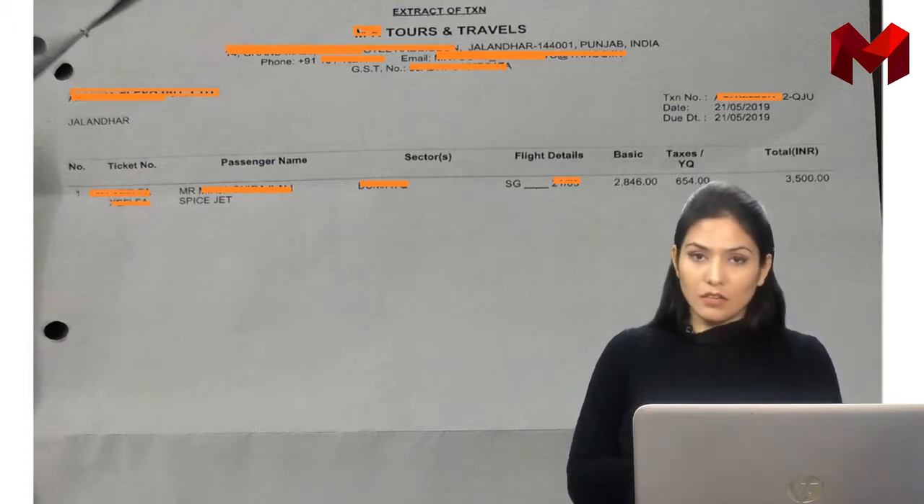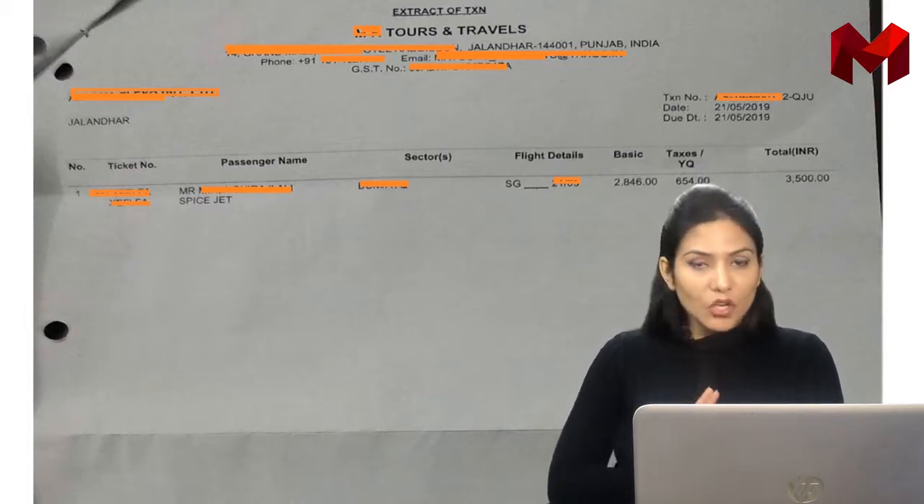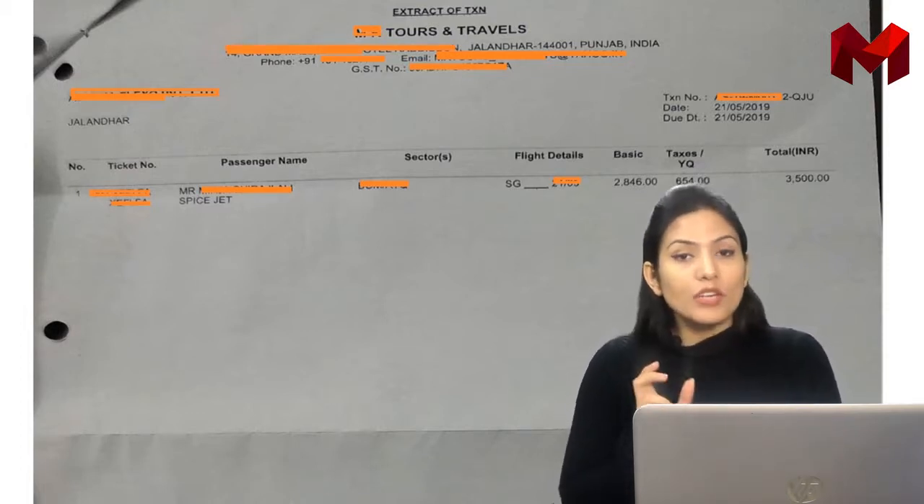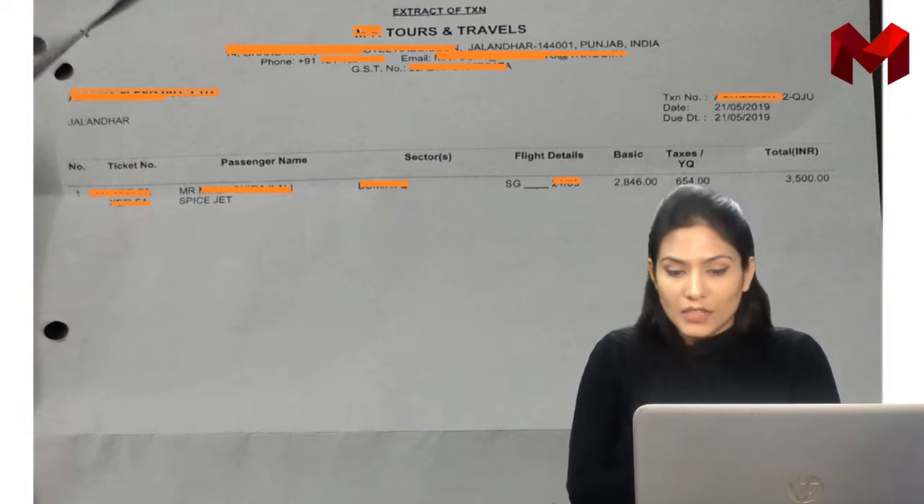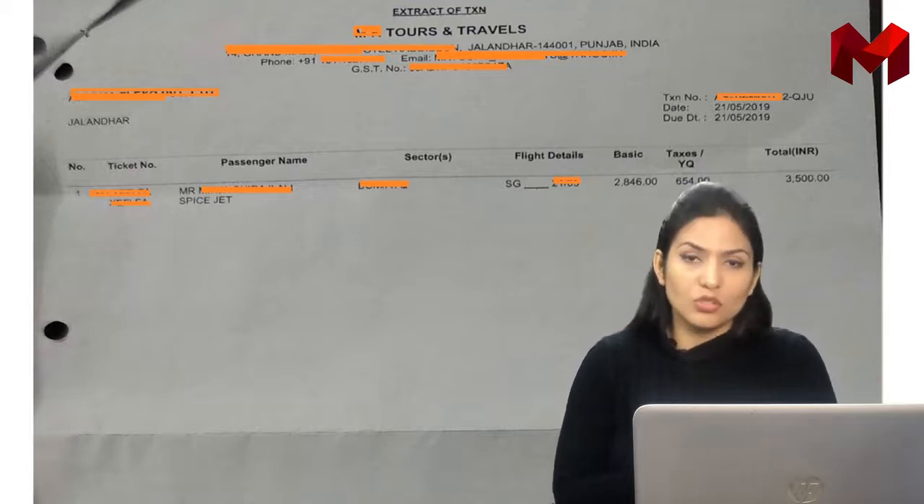But in this particular bill, the main thing is everything is written on the bill. We need to read the bill properly. The transaction number is there, the bill number is there, the date of the bill is there, the due date of payment is also there. Everything is mentioned on the bill.